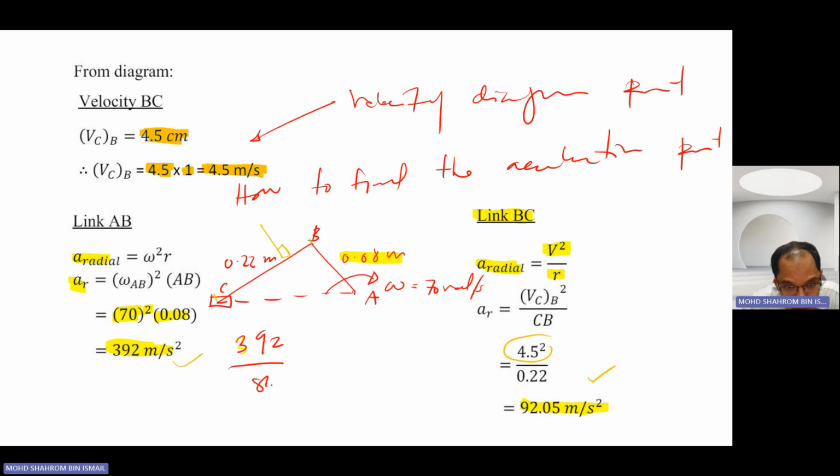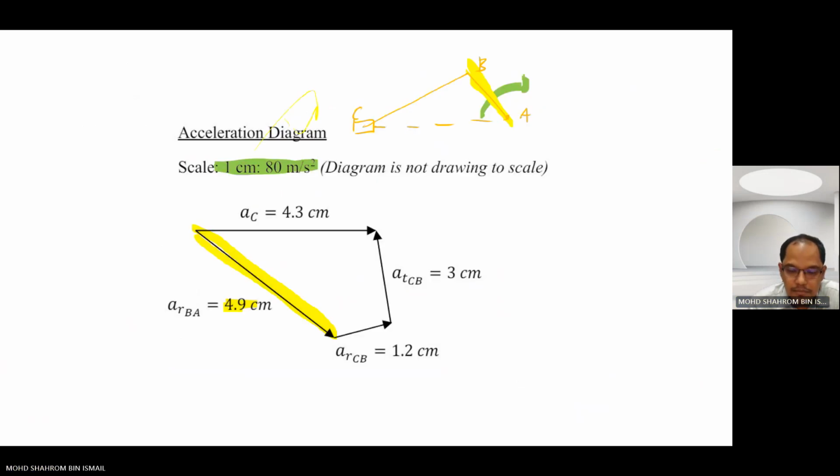392 divided by 80, so you're going to get 4.9. Same goes here: 92.05 divided by 80, so we get about 1.1 plus something. This one is 4.9 cm, this one 1.1 cm, something like that. So this is where you get your 4.9 centimeter for this line of radial acceleration at point BA here. And obviously, this is going to be your first step.